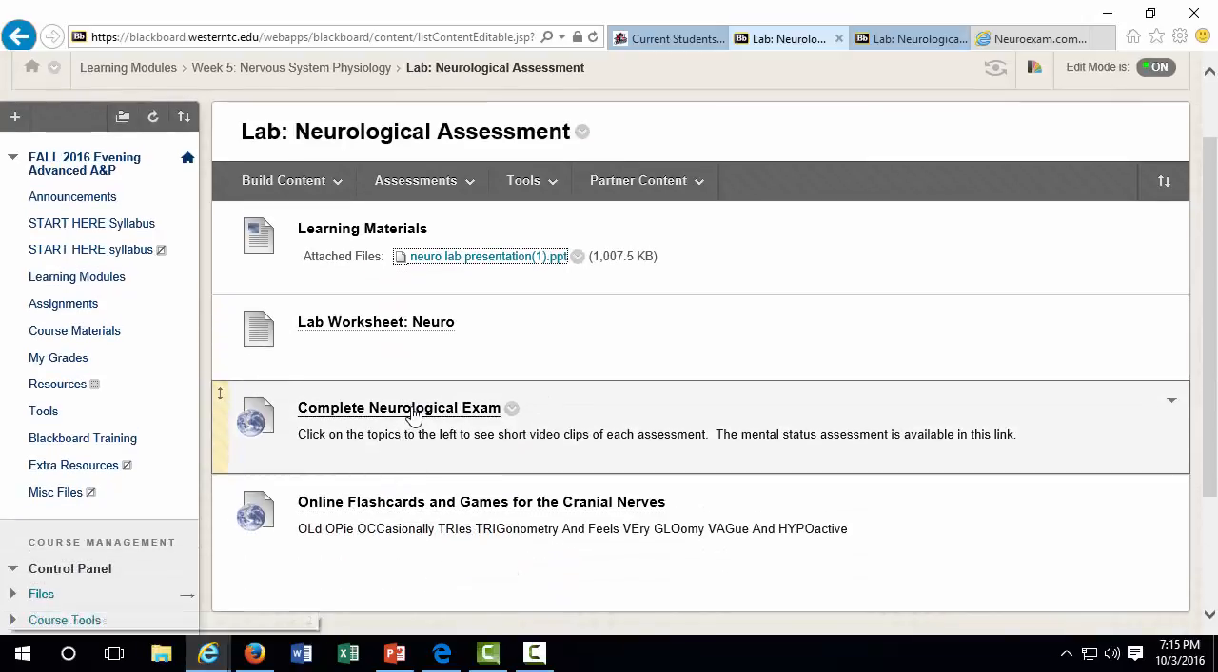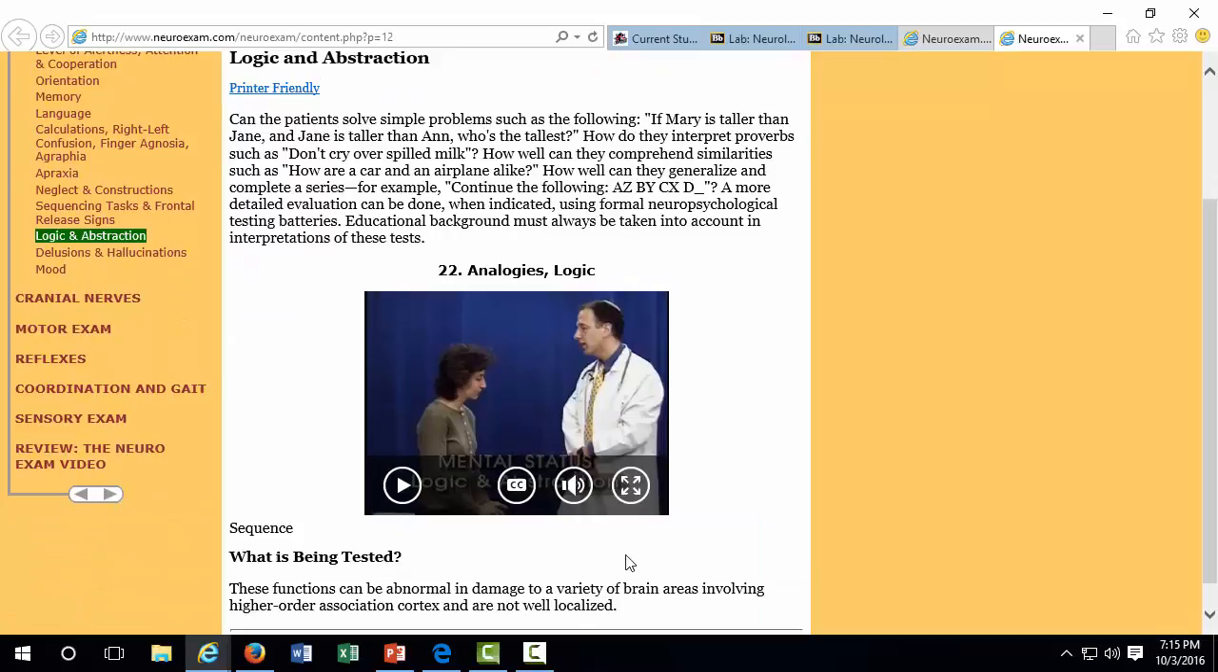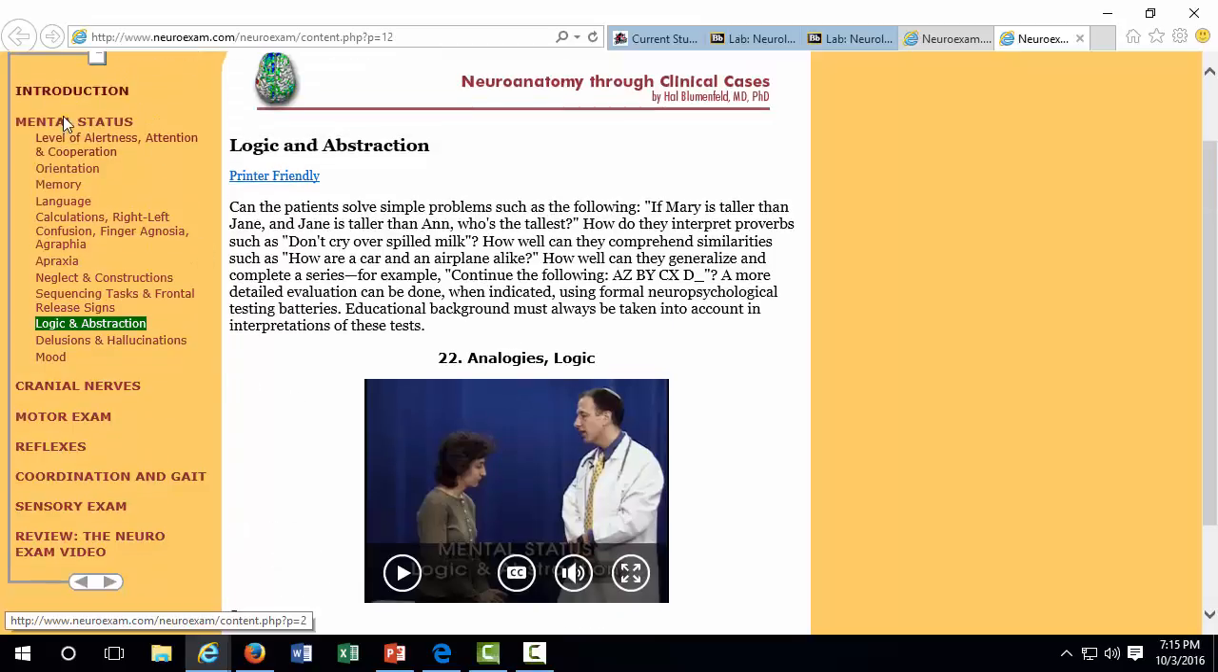It's the complete neurological exam. So if I tap on that, we see Dr. Blumenberg here and his patient he's demonstrating the different components. So if we look along the left side here, these are the 6 components of the neurological exam, and he goes through each one of these explaining how we would assess mental status. Now, you don't need to go and watch every one of these. Like I said, this is more information than we need to know for this lab.